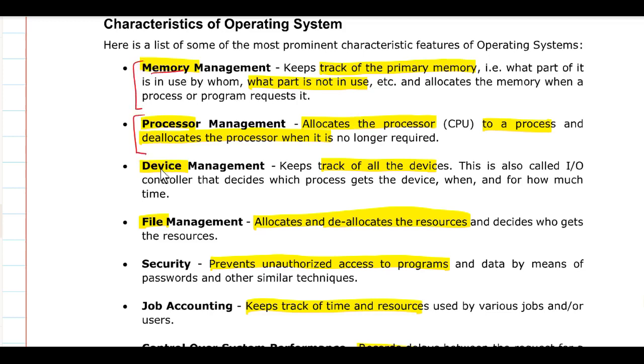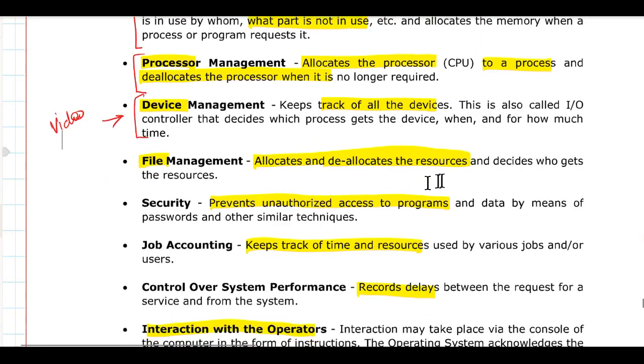The other characteristic of OS is that they also manage the processor, that is allocating the processor to a process and allocating the processor once that process is no longer being run or has ended. Device management, I think I've also given that example. Device management is like that of a video camera of a laptop. You are determining who has access to what device at what time and for how long. File management involves allocating and deallocating the resources depending on which application has requested that resource.